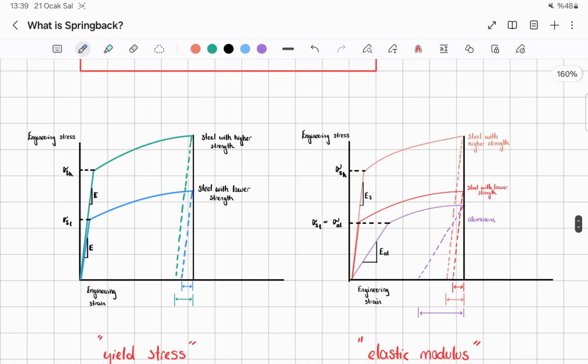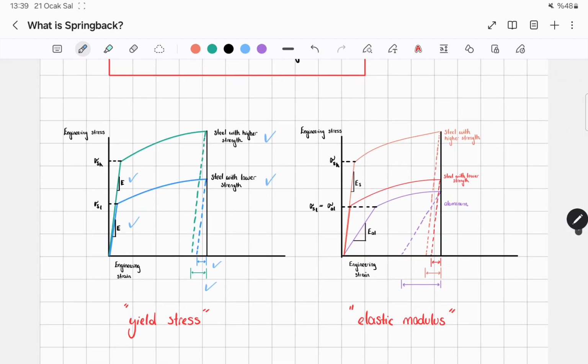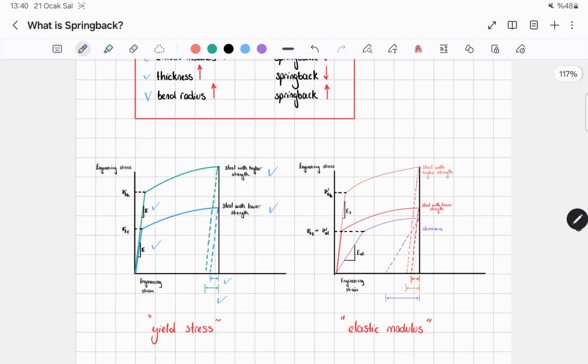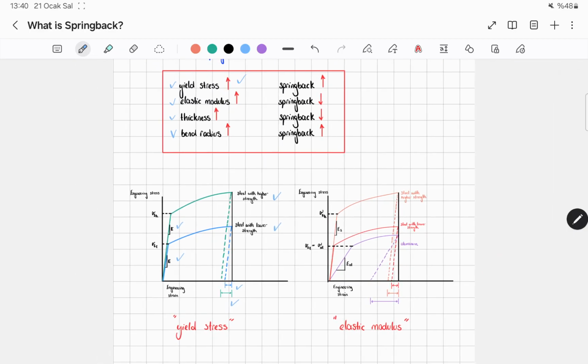So we have steel with higher strength and steel with lower strength. Both have the same elastic modulus. As we see, the steel with higher yield strength has more elastic recovery compared to the steel with lower yield strength. So yield stress affects the springback. How? As yield strength increases, with the bigger yield stress, springback is more. So we observe more elastic recovery.